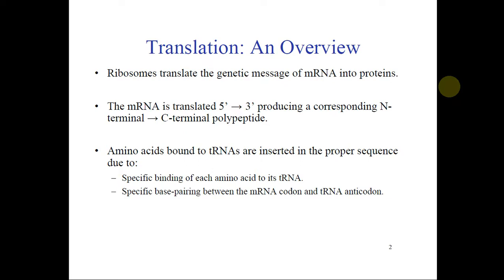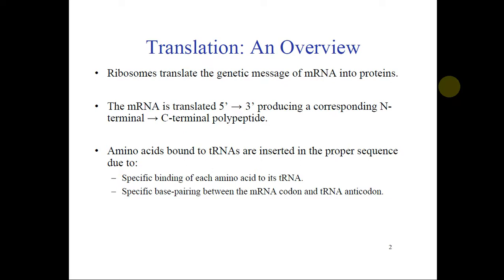Amino acids are linked one by one by forming a peptide bond between two amino acids. The C-terminal of the first amino acid is linked to the next amino acid's N-terminal, or amino terminal. N is the amino terminal and C is the carboxy terminal.